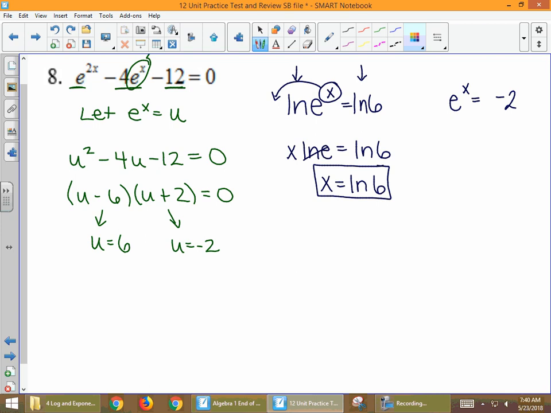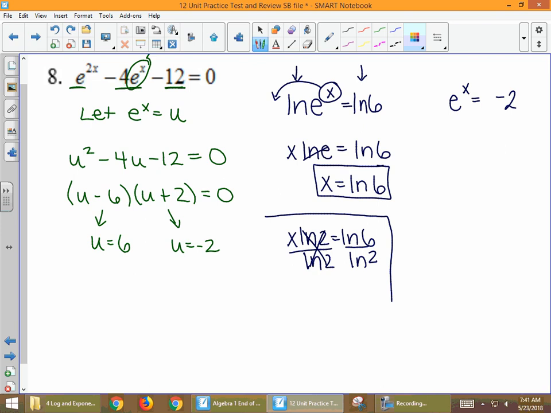Now, if you were dealing with 2 to the x instead of e to the x, you would have to divide. If you're doing ln of 2 to the x equals ln of 6, then x ln of 2 equals ln of 6, and you would need to divide by ln of 2. So just make sure you do that if that was the case for the problem.